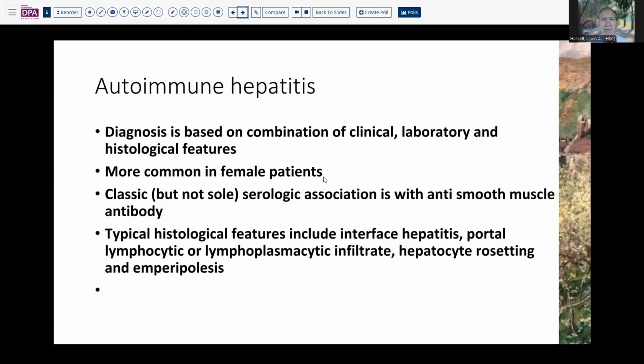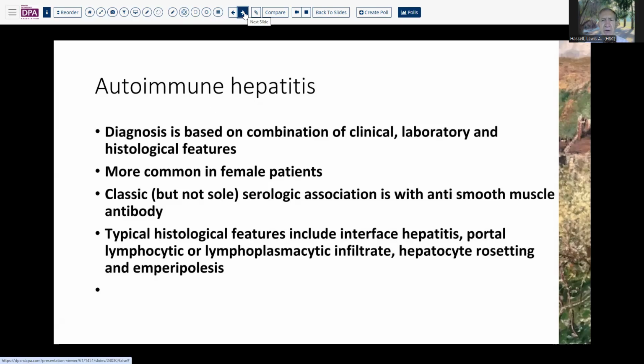This is more common in female patients and may be associated with other types of autoimmune disease. Typically, you do have anti-smooth muscle antibody, anti-SM, and the histologic features are those of an interface hepatitis with some lymphocytes or lymphoplasmacytic infiltrate. And this intraepithelial lymphocytosis is called emperipolesis.